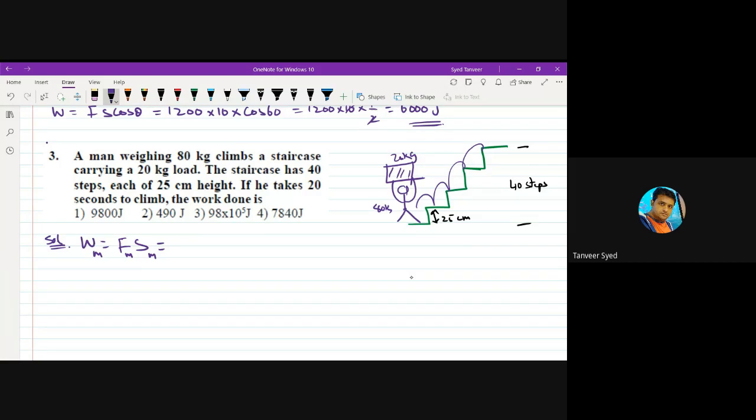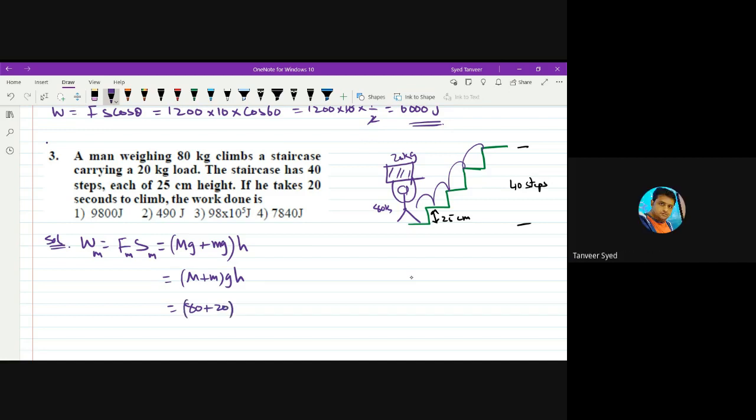What is the force applied by man? In order to climb the stairs, first of all, he has to lift his own weight. And he is also carrying another additional weight, so he has to lift that weight also. This is the force into displacement, which is the height to which he is climbing. So this can be written as (M plus m) g into h. Substitute the values. This is 80, this is 20.